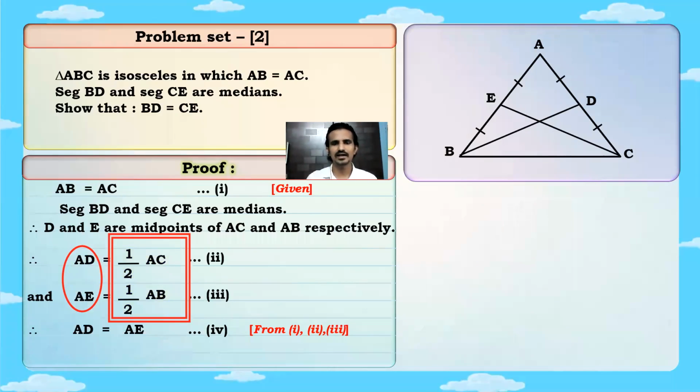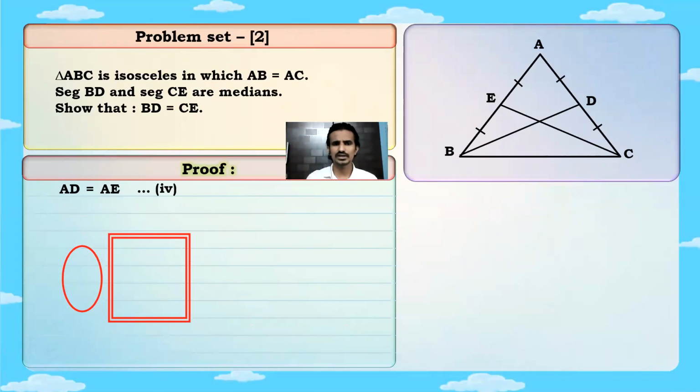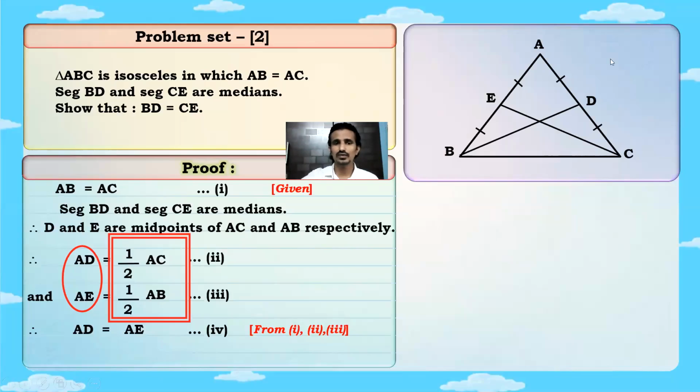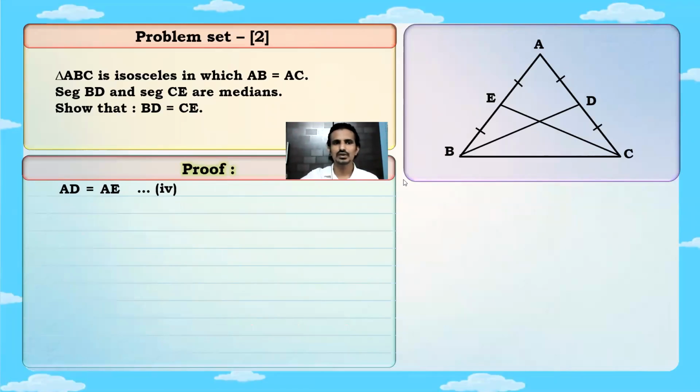We have proved that AD and AE are equal, because AD is half of AC and AE is half of AB. Okay, when AD and AE are equal, this will help us in proving the congruency of two triangles. So let's see the congruency part. We'll call this AD equal to AE as equation number 4.